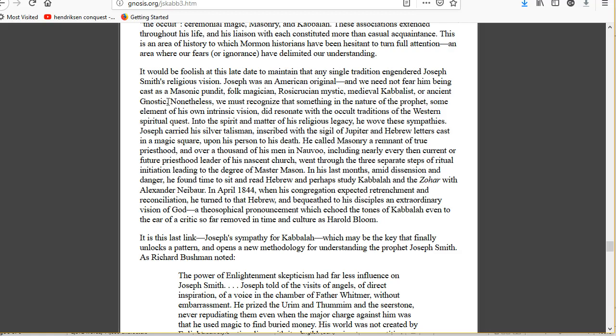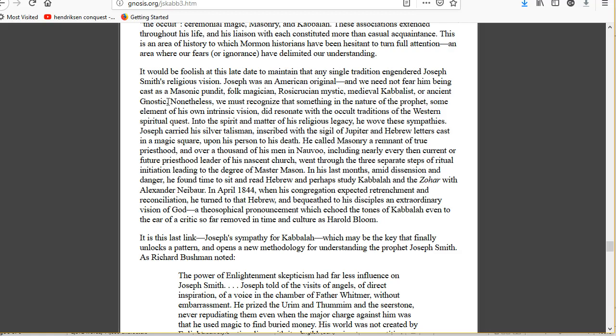Nonetheless, we must recognize that something in the nature of the prophet, some element of his own intrinsic vision, did resonate with the occult traditions of the Western spiritual quest. Into the spirit and matter of his religious legacy, we wove these sympathies. Joseph carried his silver talisman, inscribed with the sigil of Jupiter and Hebrew letters cast in a magic square, upon his person to his death.